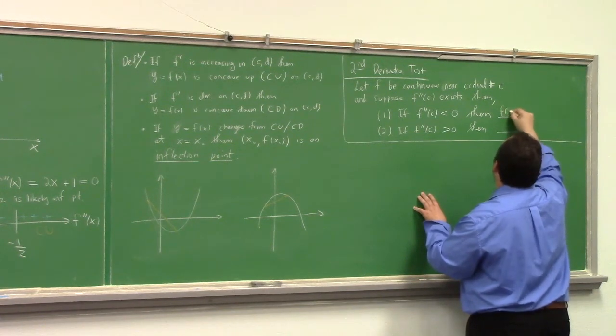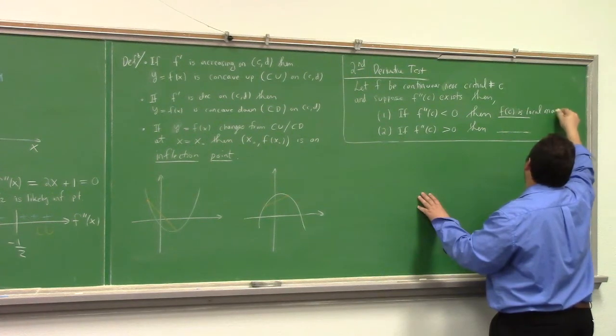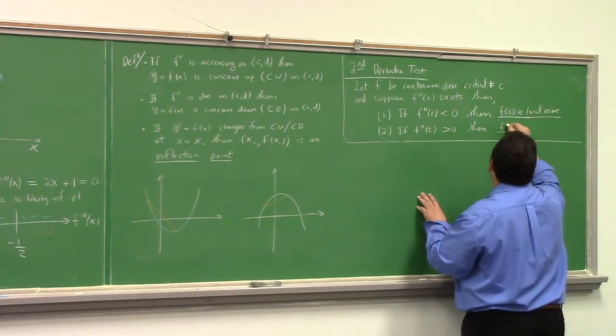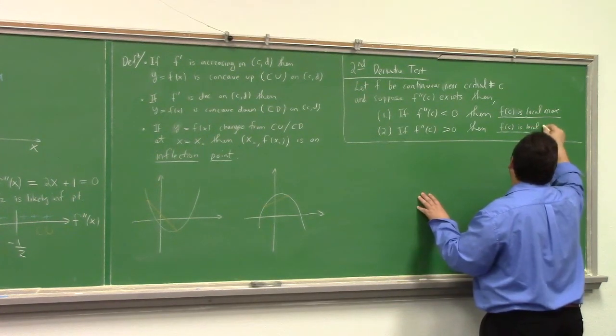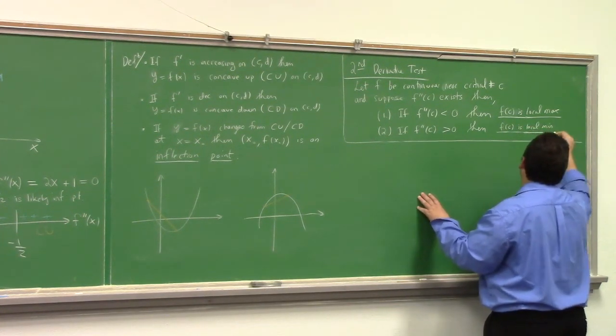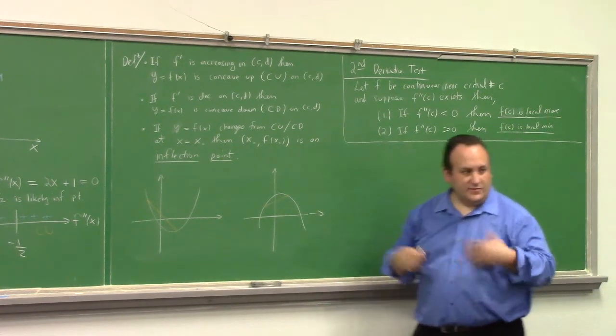f of c is a local max. I know, you want to say, but it's negative, so should that be a min? Well, no, that's not how it works. Just think through it. But there you go. Now we have two derivative tests, right?